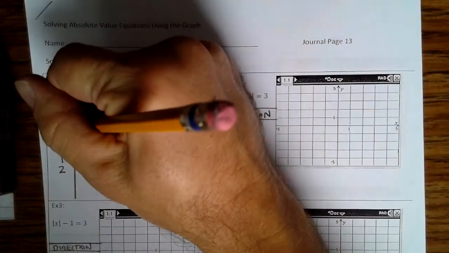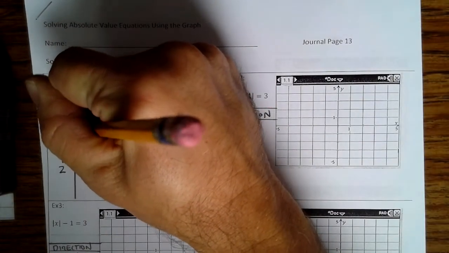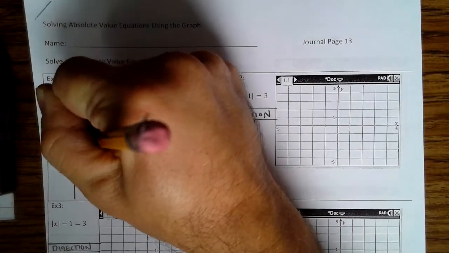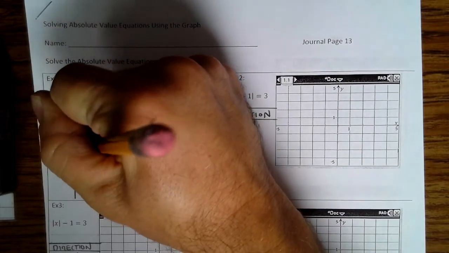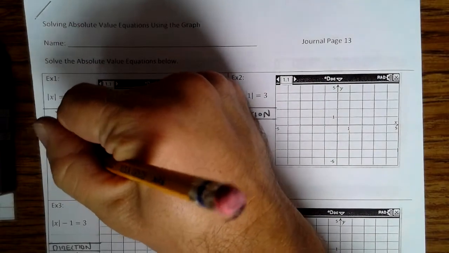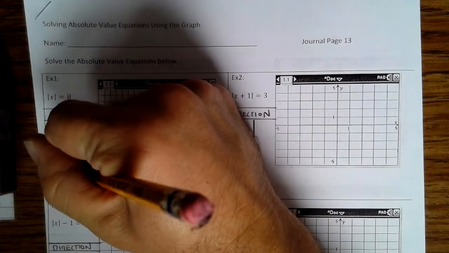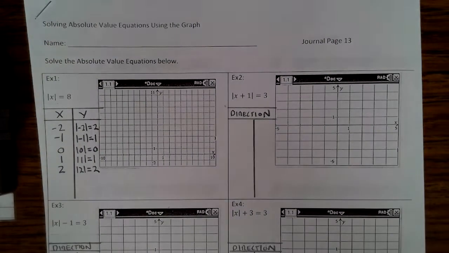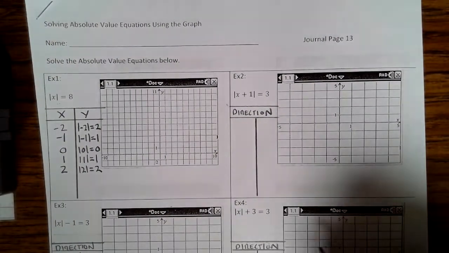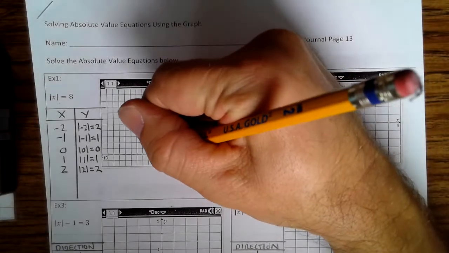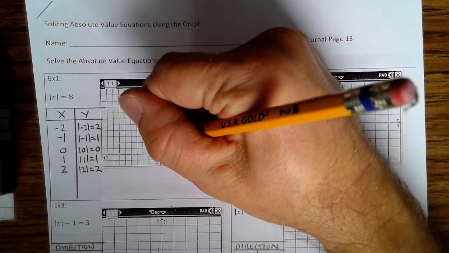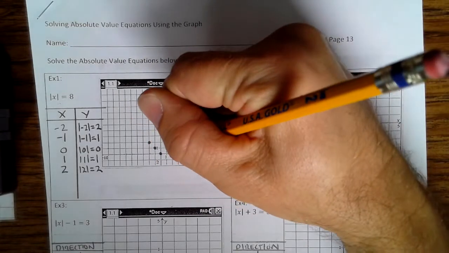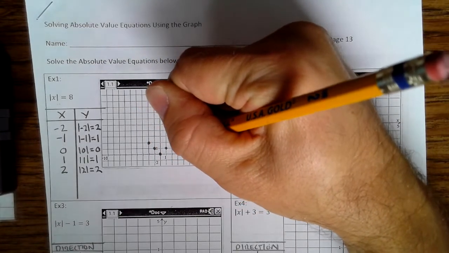Okay, so the absolute value of negative 2 is 2. The absolute value of negative 1 is 1. The absolute value of 0 is 0. The absolute value of 1 is 1. The absolute value of 2 is 2. Okay, so let's graph those points. So we go negative 2, 2, negative 1, 1, 0, 0, 1, 1, 2, 2.